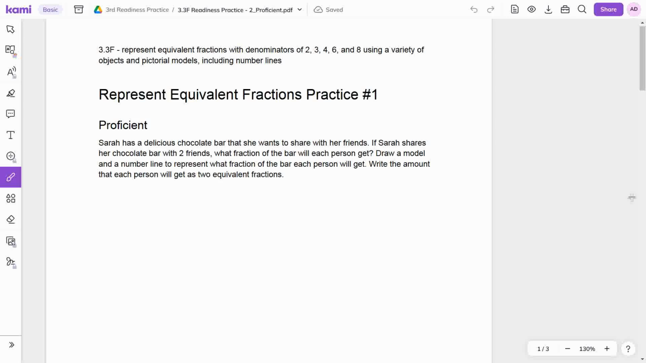Today we are looking at representing equivalent fractions. This is 3.3F Readiness Practice, the Proficient version.